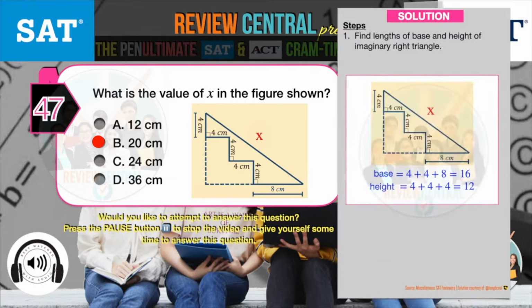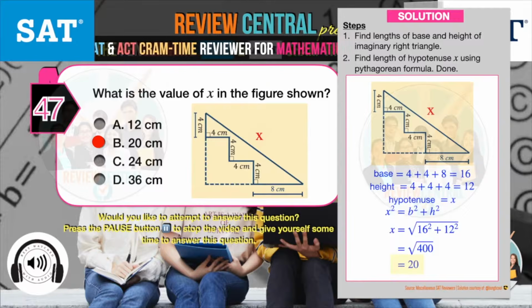Since the steps are shown as right angles, we can assume that the resulting imaginary triangle from the projection of the leftmost vertical line and the bottom horizontal line is also a right triangle. We can easily figure out the lengths of the base and height of the imaginary triangle as 16 centimeters, that is, 4 plus 4 plus 8, and 12 centimeters, that is, 4 plus 4 plus 4, respectively.